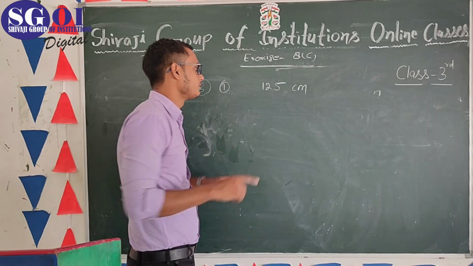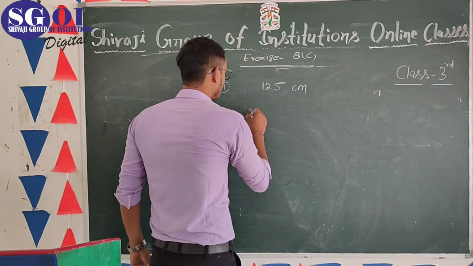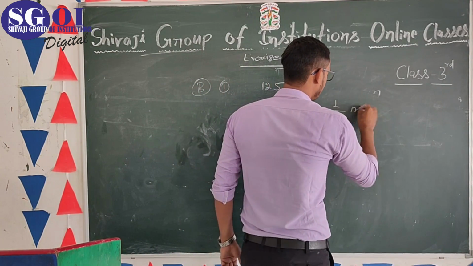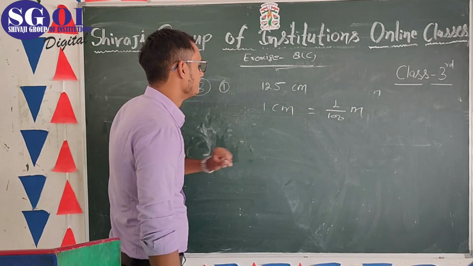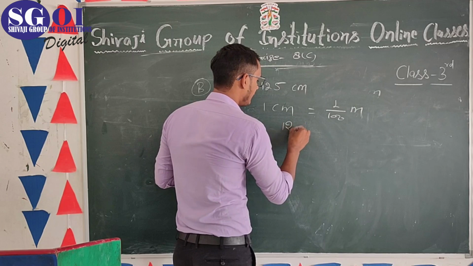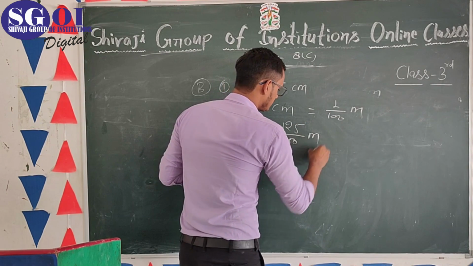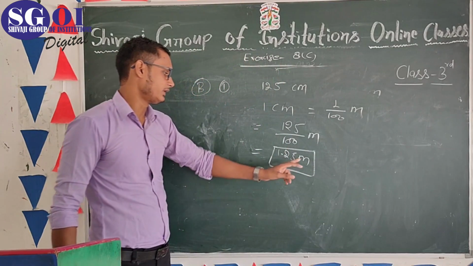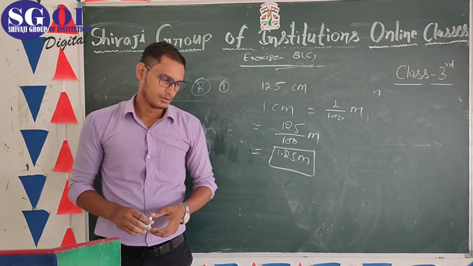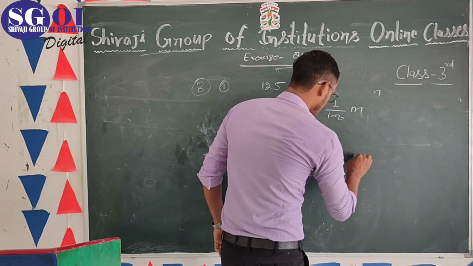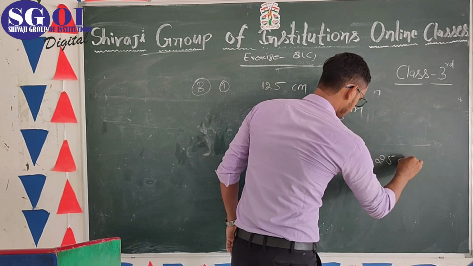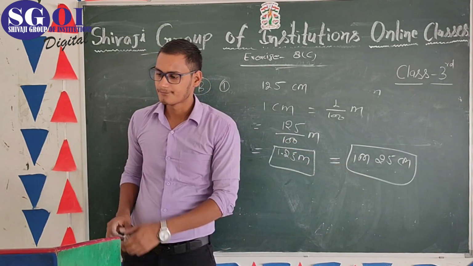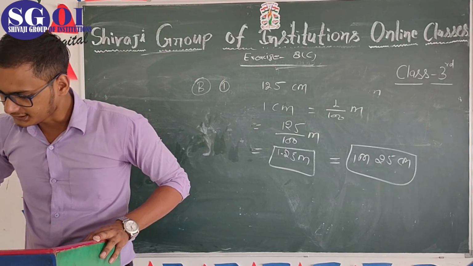If we convert the centimeter into meter, then 1 centimeter is equal to 1/100 meter. So we divide the centimeter by 100. 1.25 meter is the answer. It means 1 meter 25 centimeter.